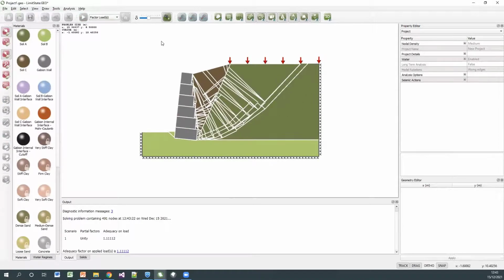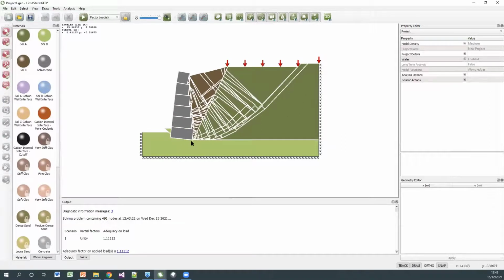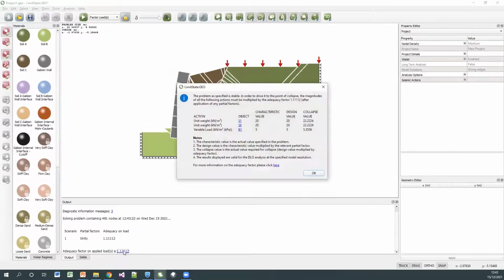I can animate that to help me understand that it's basically sliding on the base of the gabion wall system. And I've got an adequacy factor here of 1.11. If I click on that, it tells me that the unit weight of soil block 1, specified as 20, has to be increased to 22.22 to cause collapse. And likewise, these other quantities have to be increased by a factor of 1.11 to cause collapse.